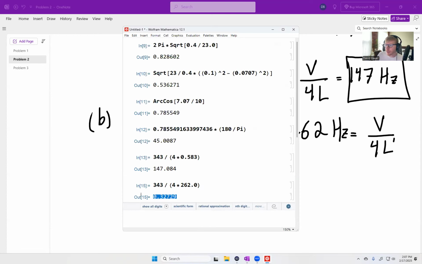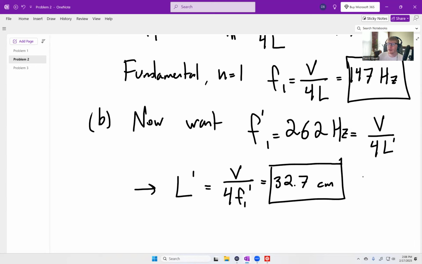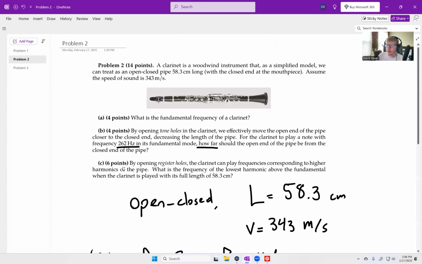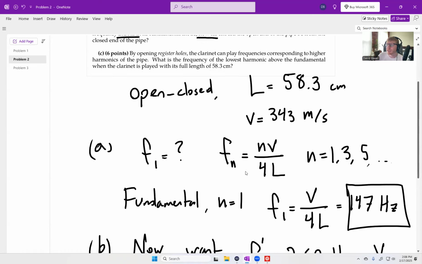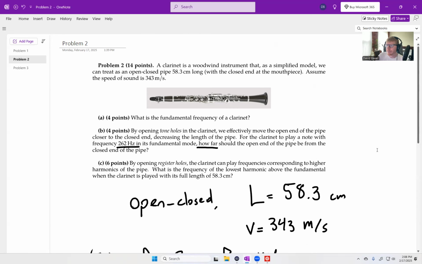Okay, so now I get 32.7 centimeters. Okay, still not too bad. Finally, part C says we can open a different set of holes called register holes, which will cause the clarinet to play higher harmonics of the pipe. So not the fundamental anymore, but n equals 3 or n equals 5.